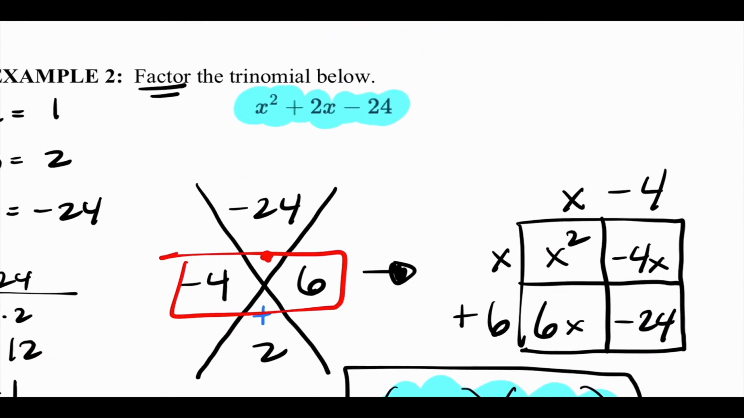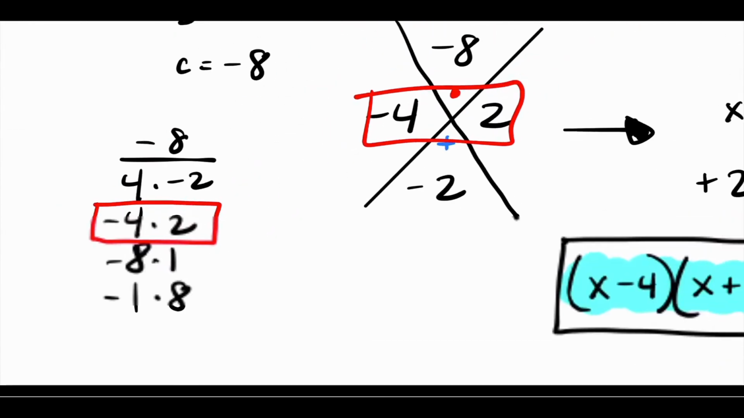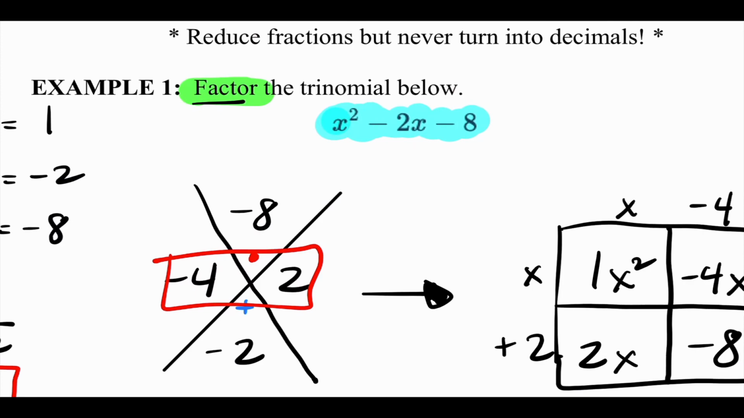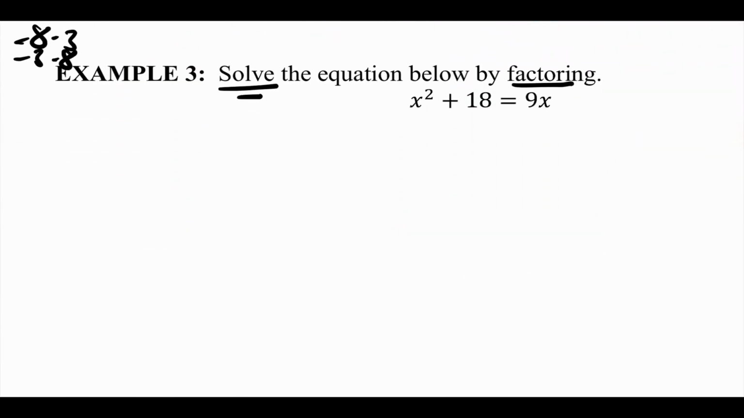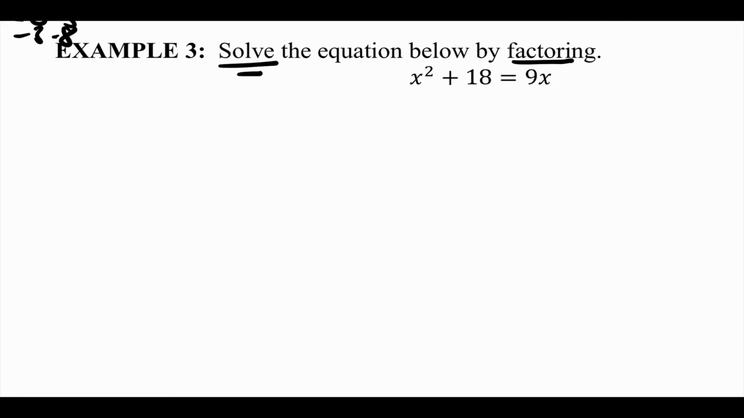These guys up here did not have the word solve. Number 1 and number 2. They just had the word factor, right? If it has the word solve, you're solving. So now we got to add in the step at the end. Well, that's the thing. The first 3 steps are the same.